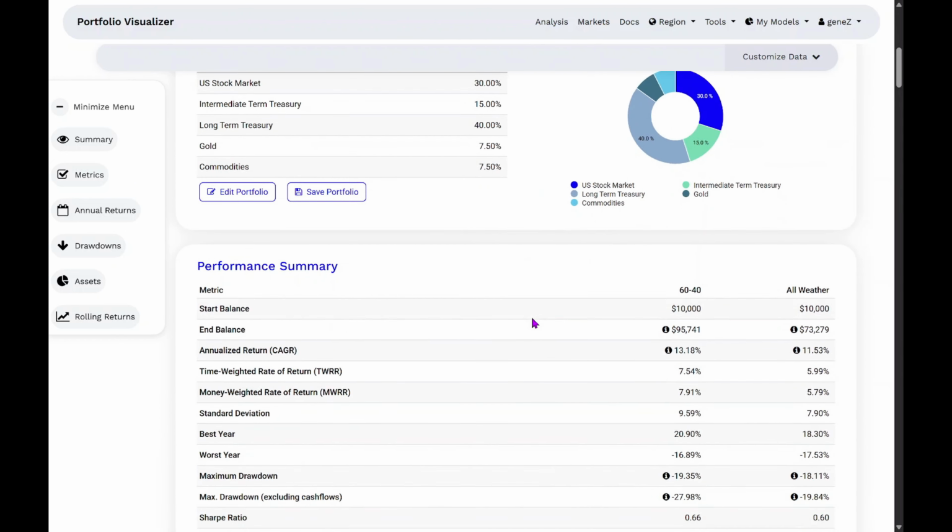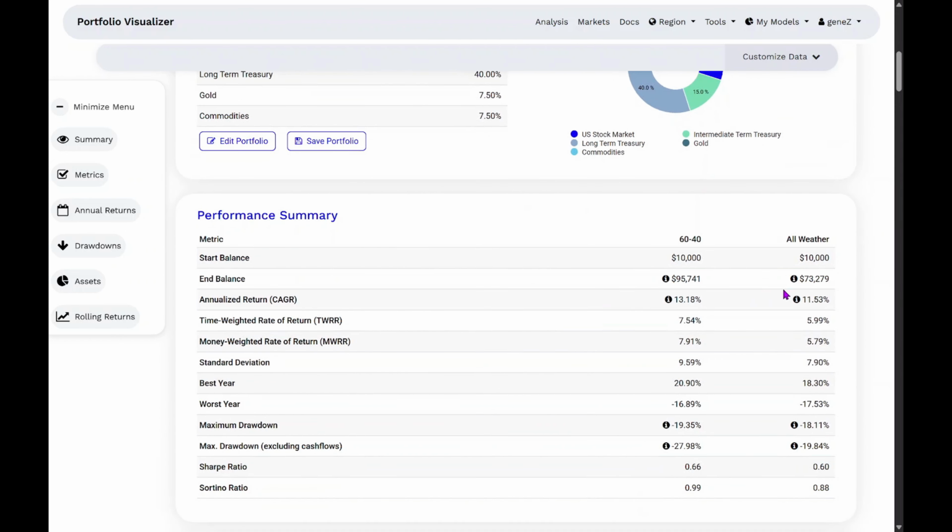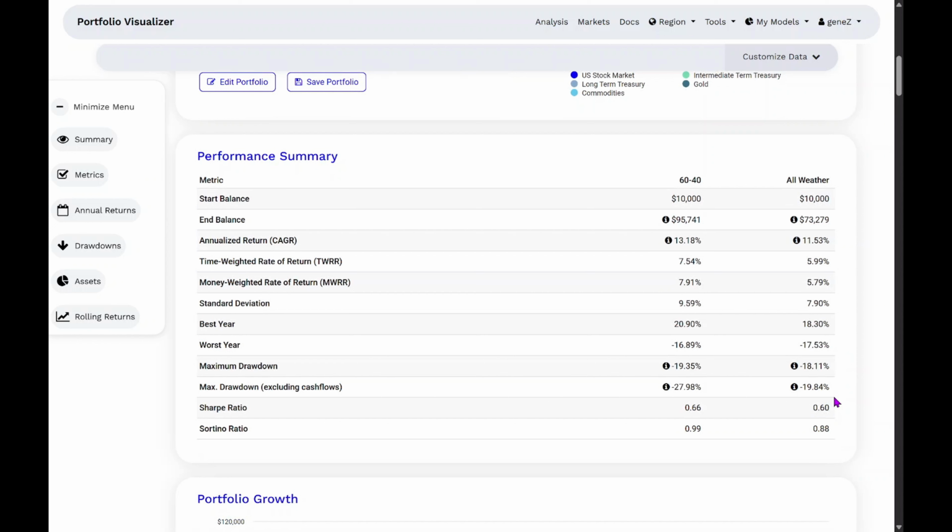Now looking at the performance, we can see that the all-weather portfolio ends with a lower balance compared to the 60-40. The annualized return is about 11.5%, which is slightly less. But when it comes to risk, there's a big difference. The worst year is pretty similar for both. But if we focus on the maximum drawdown, the all-weather portfolio only drops around negative 20%, while the 60-40 falls as much as negative 28%. So clearly, the all-weather portfolio is more resilient.